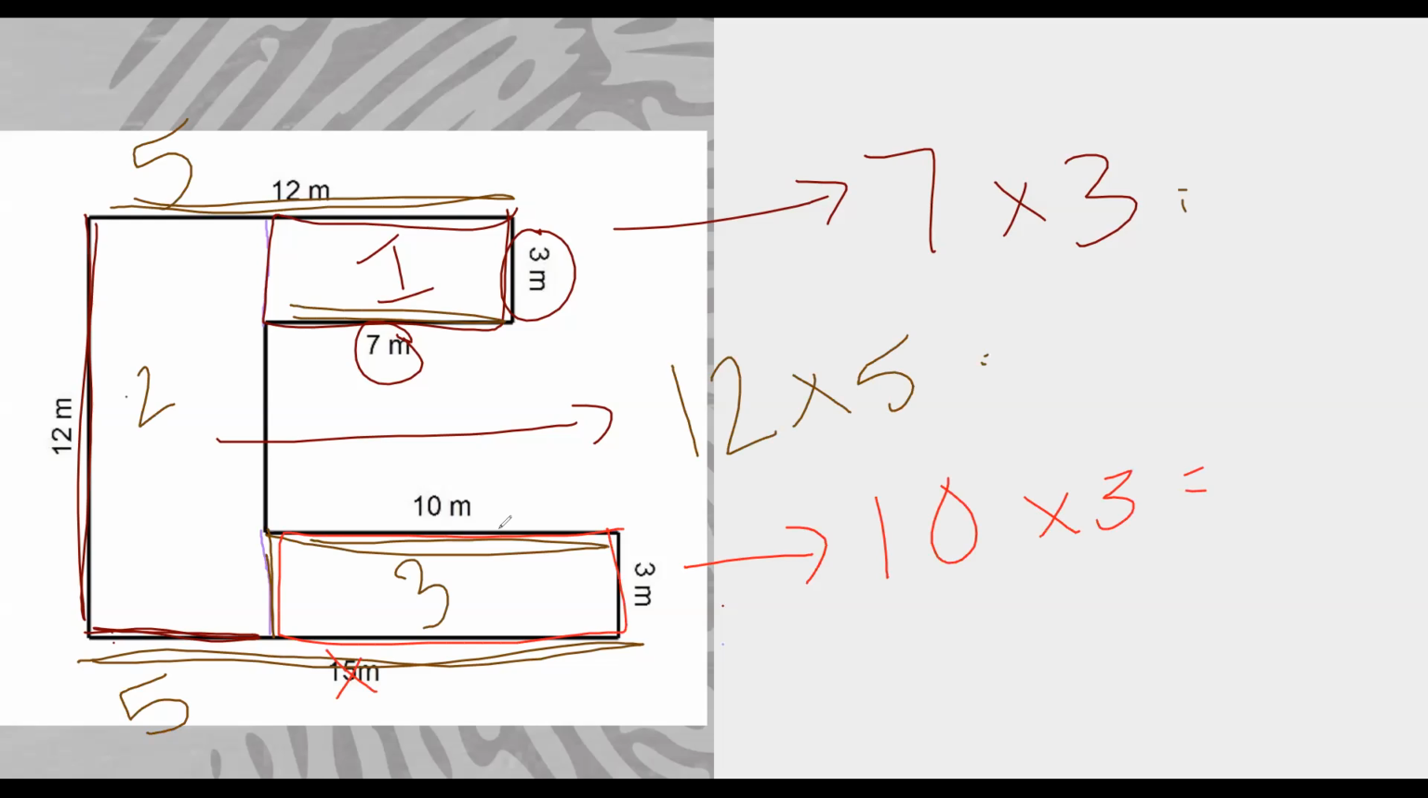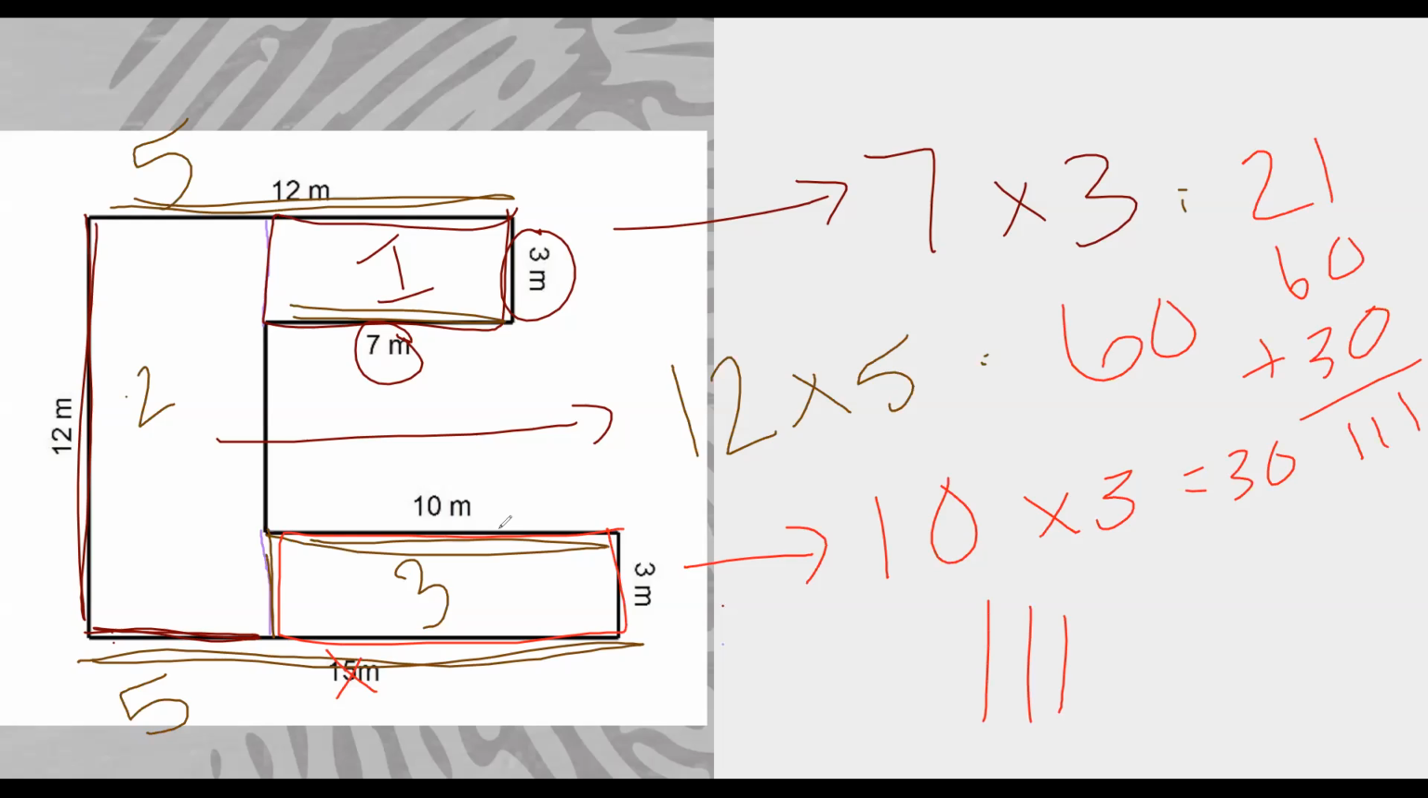So for the first one, I have 7 times 3 is 21. Then for the second one, I have 12 times 5 is 60. I'm going to write that over here so I can line them up when I add. And then 10 times 3 gives me 30. So I'm adding those 3 things. So 0 and 0 and 1 is 1. 6 plus 2 is 8. Plus 3 is going to give me 11. So this would be 111 meters squared.